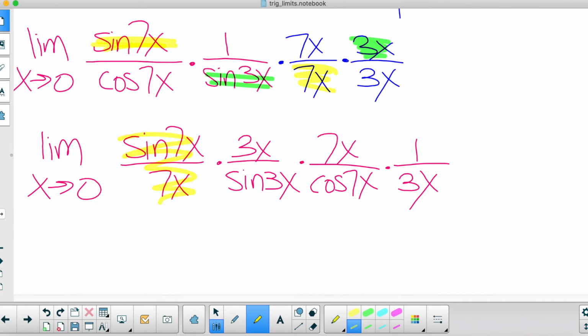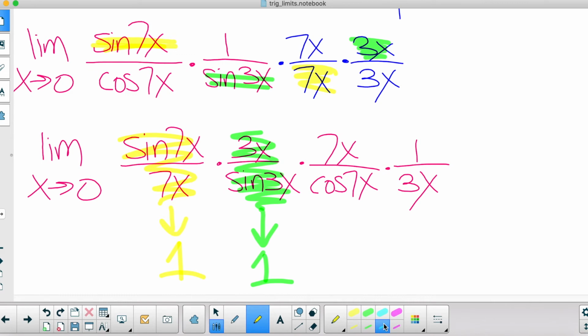Here's our 7x property, where this guy is going to be a 1. Here's our 3x property, where this guy is going to be a 1. And we also have something else. Our x's here are going to go ahead and cancel each other out. So those x's will also drop.